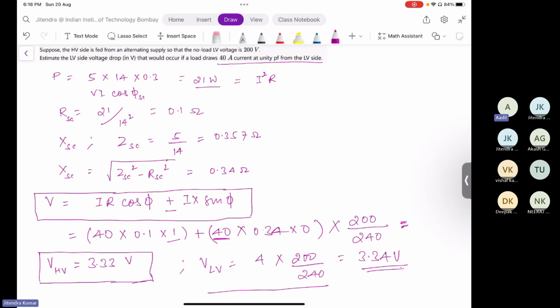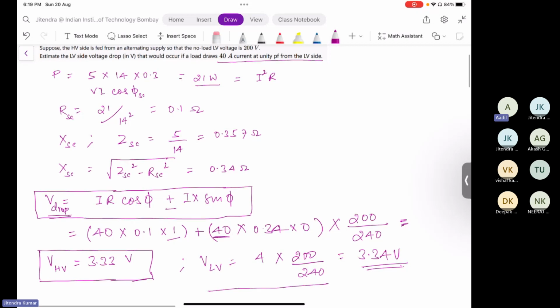How did you write V equal to IR cos phi plus or minus IX sin phi? Yeah, this is not voltage, this is drop. This is drop we are calculating. And drop is not V1 minus V2, it is V2 minus V2 dash, no load voltage minus full load voltage. It is the difference between those two voltages, not primary minus secondary.